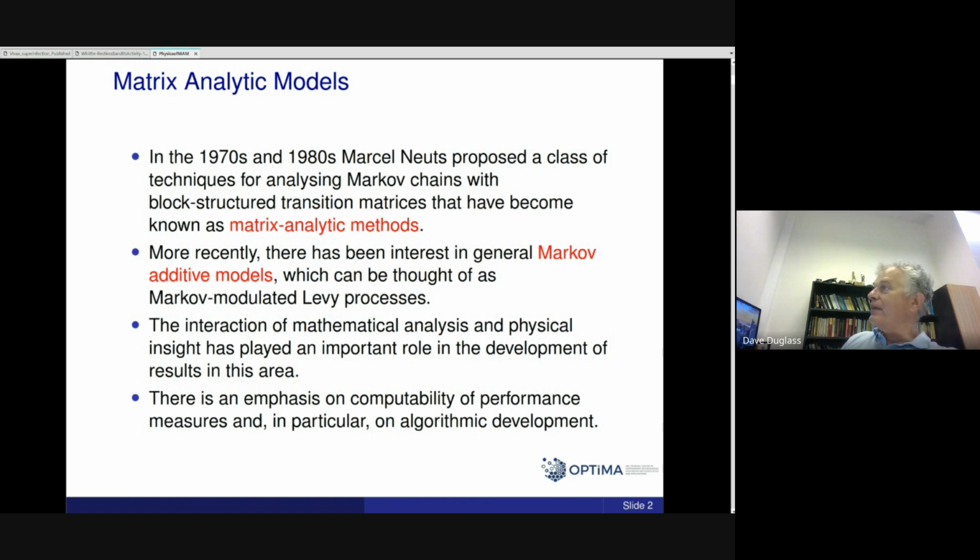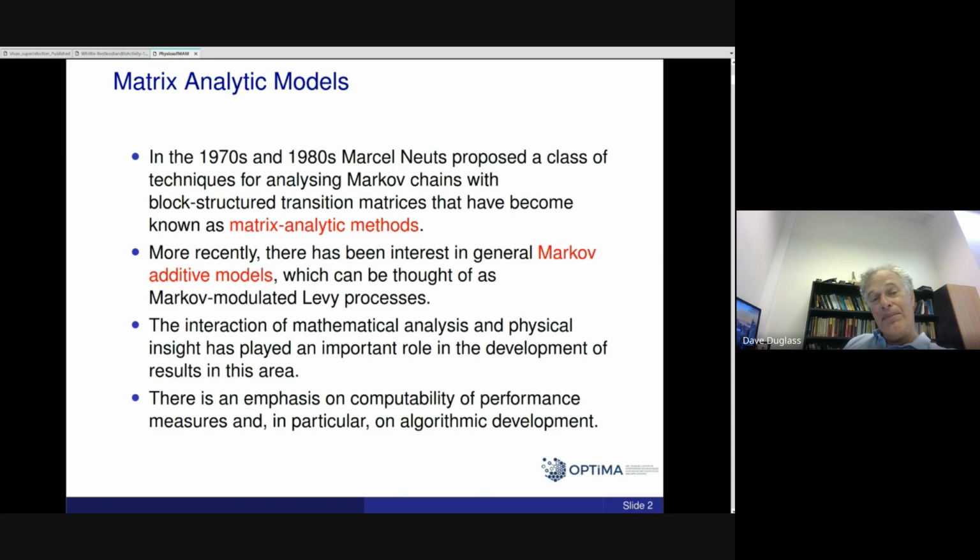So what I'm going to talk about is matrix-analytic models, and these date back to the 1970s and 1980s and Marcel Neuts. Before that, specific models of this type had been looked at, but it was Marcel who recognized that there was a class of processes that you could treat in similar ways. So Marcel proposed a class of techniques for analyzing Markov chains that have block-structured transition matrices. And this class of techniques have become known as matrix-analytic methods.